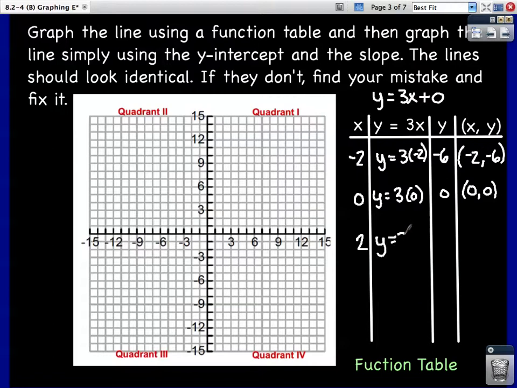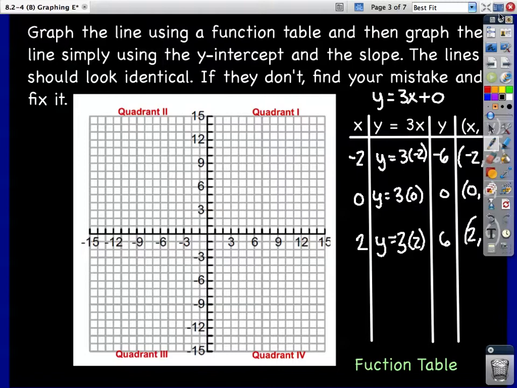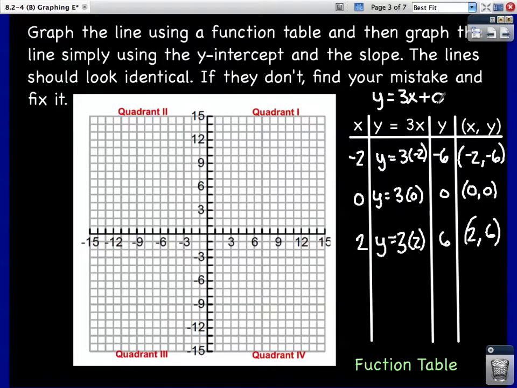So let's plug in 2. y equals 3 times 2, or 6. So now we have (2, 6). When we go to graph these points, notice that we can identify the y-intercept simply because there is no b value. And so that must mean we start here at (0, 0). That would take care of this point here. (-2, -6), and (2, 6).